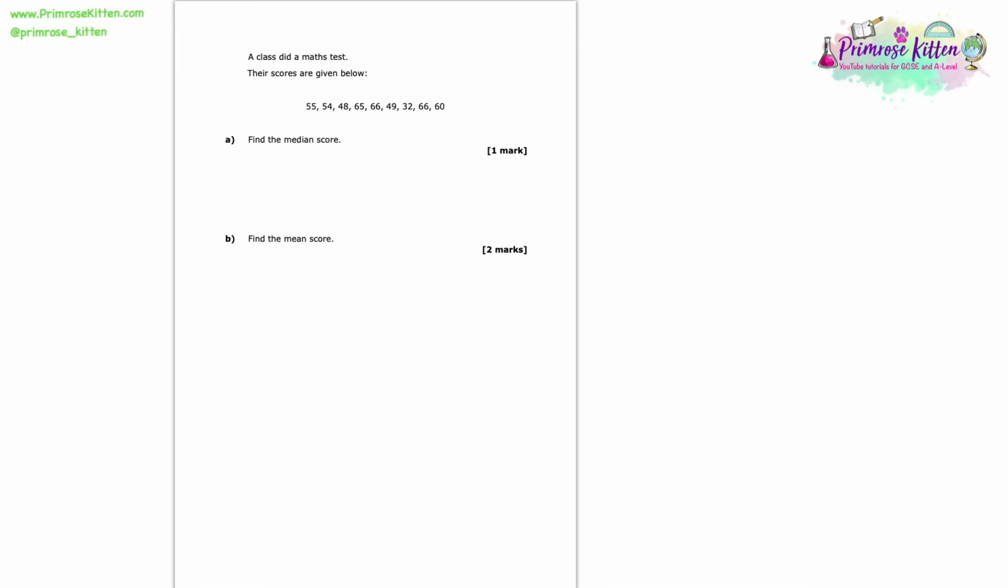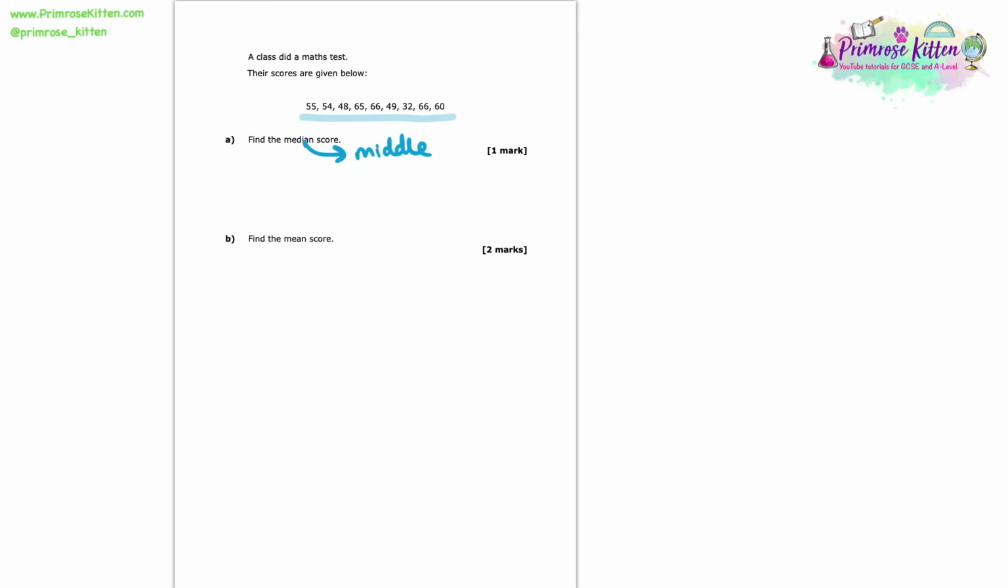Here we're told that a class did a maths test and their scores are given below. Here we're asked to find the median score. Now median refers to the middle. And in order to find the median here, we're going to have to write these numbers in numerical order, starting from the smallest going up to the biggest.